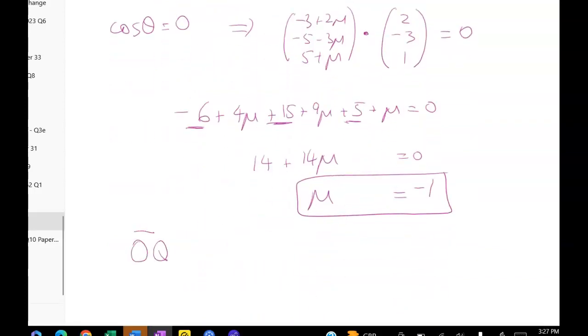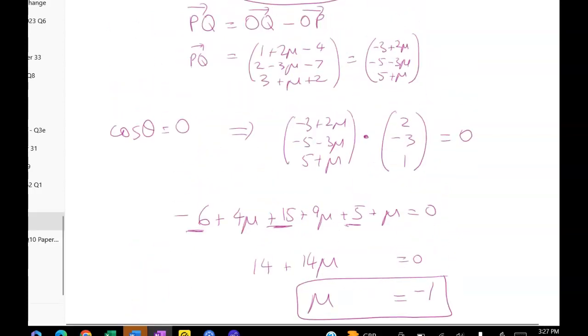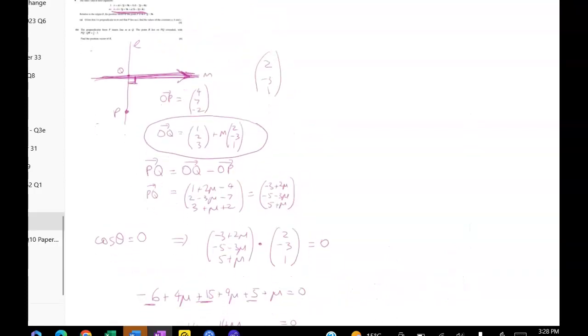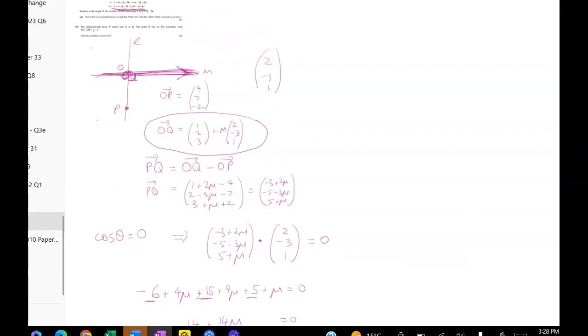So OQ is equal to, let me just go up to it and see, 1, 2, 3 plus negative 1 times 2, negative 3, 1. That gives me 1 minus 2, 2 plus 3, and 3 minus 1, which is negative 1, 5, and 2. I'm just checking that that's what I got earlier. Yep, that looks right. It's always worth checking back in vectors problems. So that point is found, and that means that I can get the vector from P to Q.